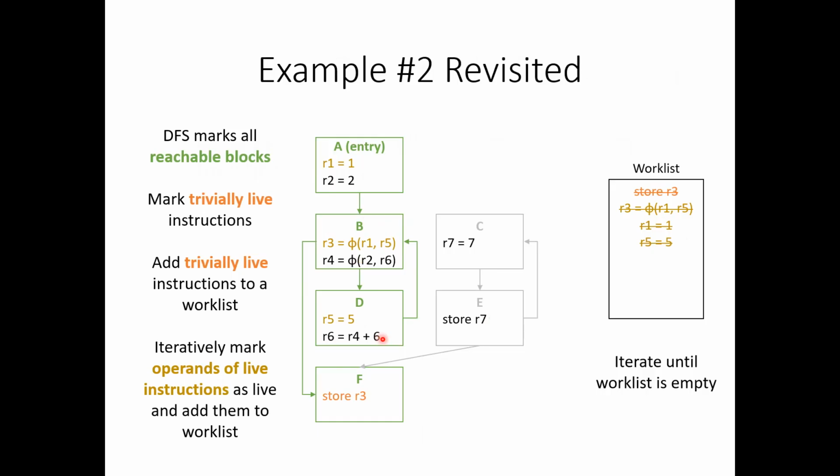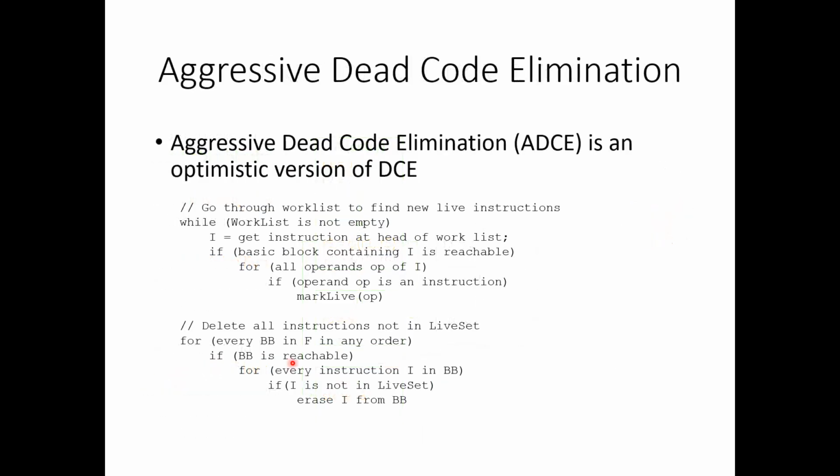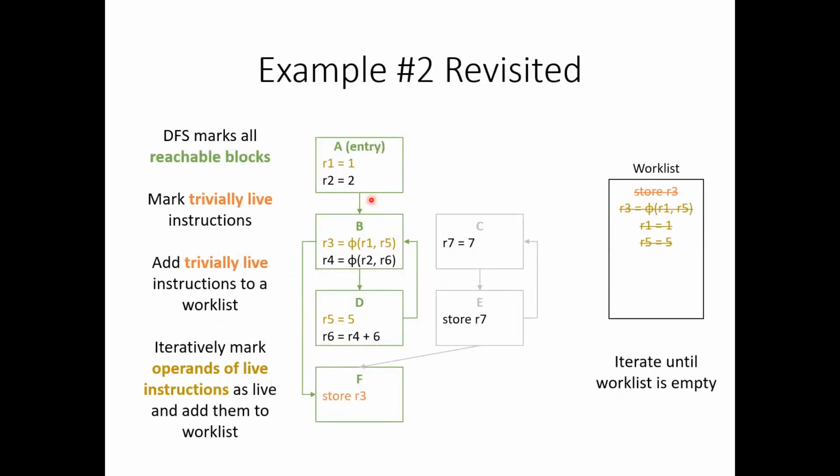Okay. Then the final step is to iterate over all the basic blocks, and if the basic block is reachable, go through every instruction, and if it's not live, remove it. That's fairly straightforward. So basically, I'm going to go through all these basic blocks, and here R2, R4, and R6 are never marked as live, and also R7 and the store are never marked as live. So I'm going to iterate through them, and I'm going to remove them, and that leaves me with this code right here.